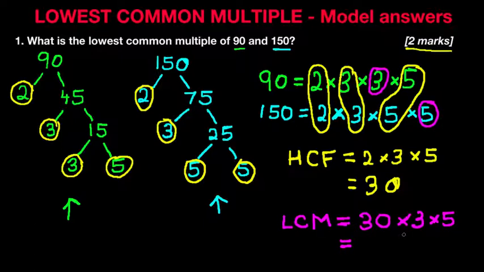30 times 3 is 90. 90 times 5 is 450. Now, if required, you can actually show the multiplication as well. So the lowest common multiple of numbers 90 and 150 is 450.